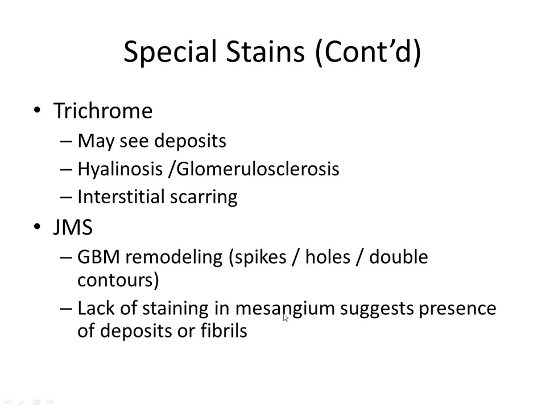And then the other key is that the mesangium should be black, it should take up the silver stain. And if it doesn't take up the silver, then that suggests that there's something in the mesangium that shouldn't be there, whether it's deposits like immune complex deposits or fibrils or whatever. That's a really good way to detect that there's something in the mesangium that shouldn't be there. Any questions? That's kind of the end of the special stain talk.